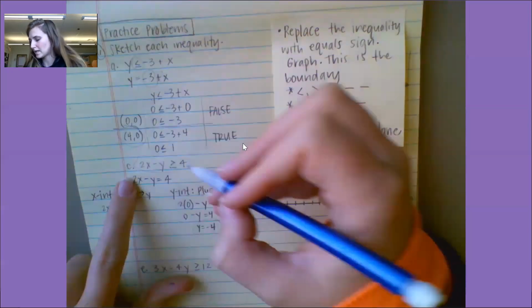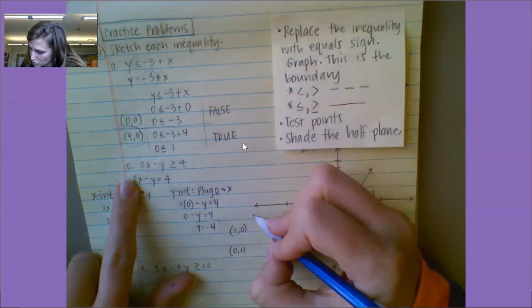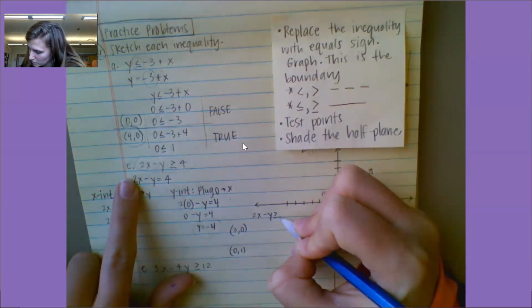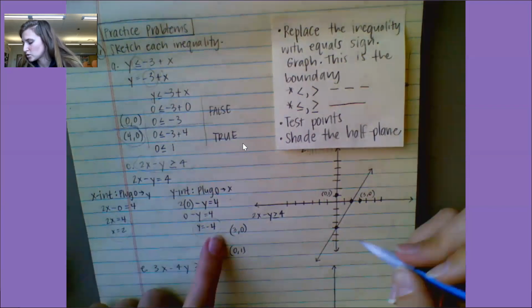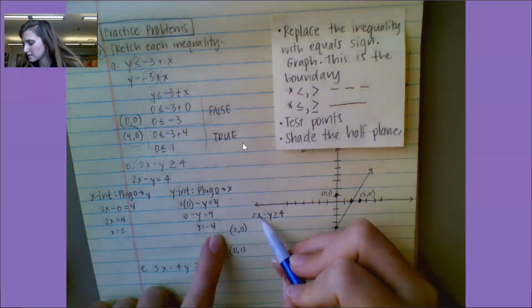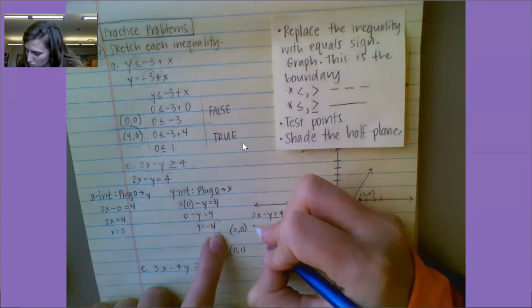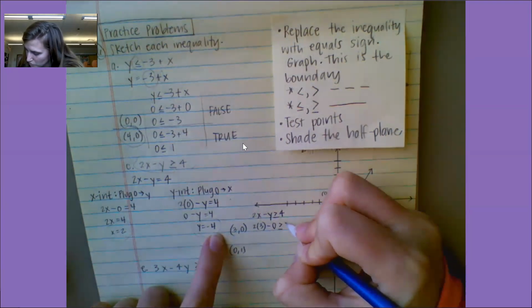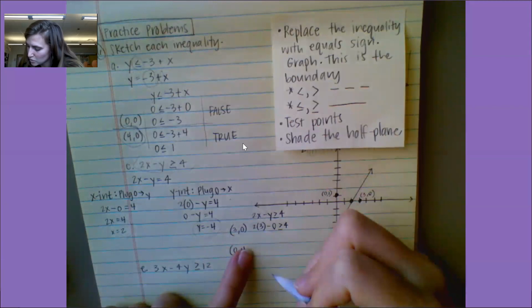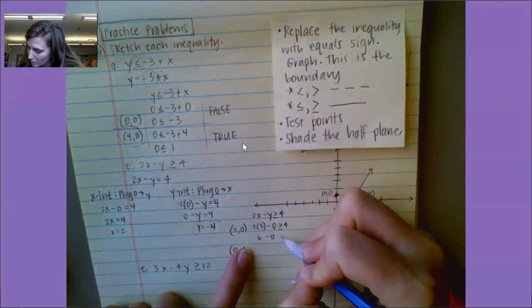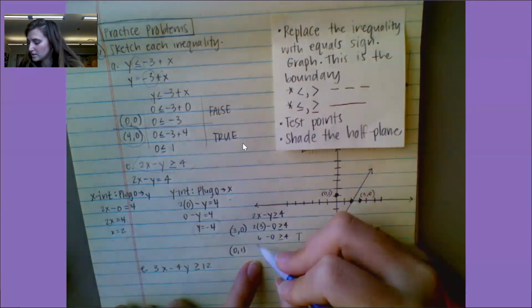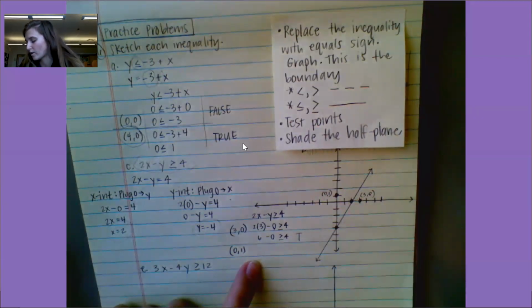And again, I'm plugging it into this inequality, 2x minus y greater than or equal to 4. So I plug in 3 for x, 0 for y, and I get 2 times 3 minus 0 greater than or equal to 4. 2 times 3 is 6, minus 0 greater than or equal to 4. Yes, that's true. 6 is greater than 4.